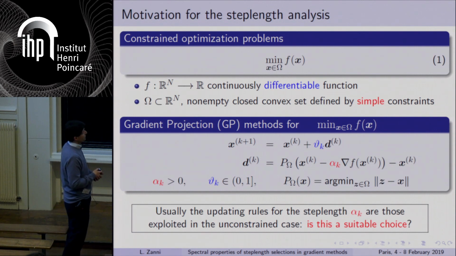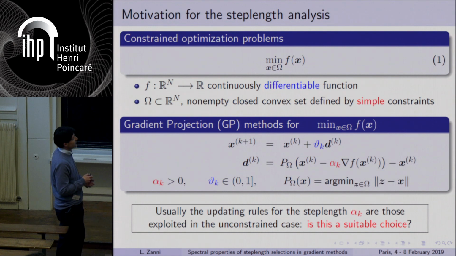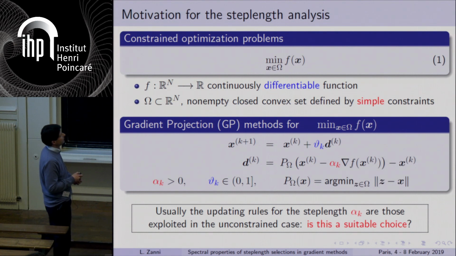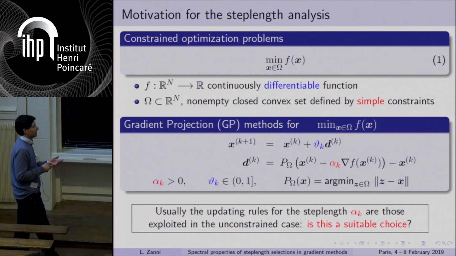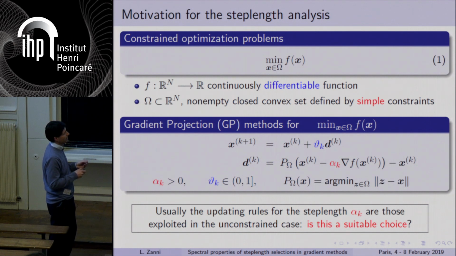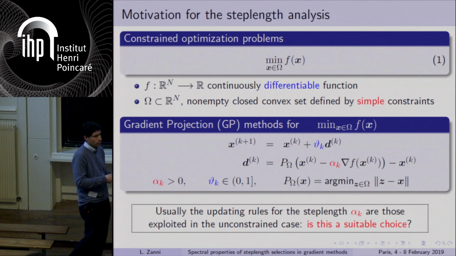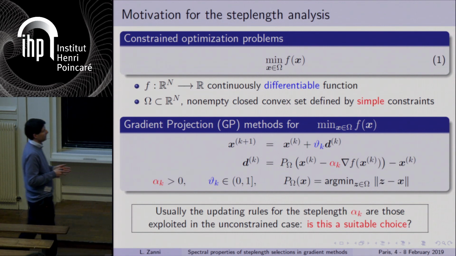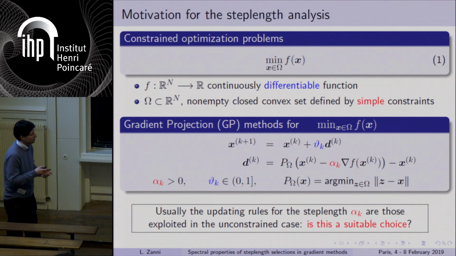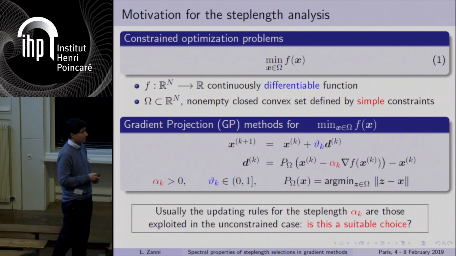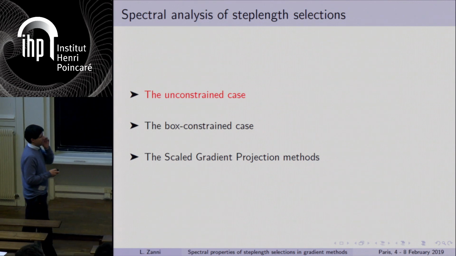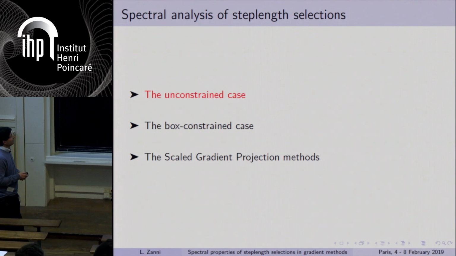The motivation for this analysis is that in many situations, in the presence of constraints, authors take a step-length rule defined for an unconstrained problem and then try to exploit it also in the constrained case. But we will see that this is not always the best choice. Then, the first part of the talk is on the unconstrained case.